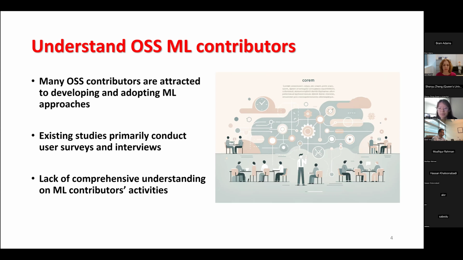Therefore, our goal of this work is to conduct an empirical study that gives a comprehensive understanding of ML OSS contributors and their activity and characteristics.